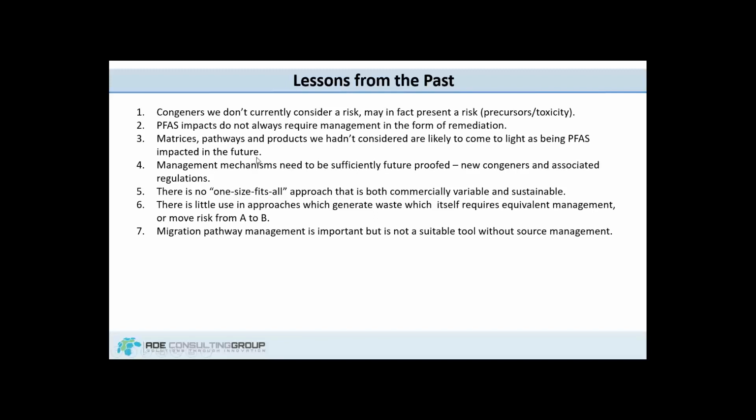Again, leading on from point 1, a lot of matrices, pathways, and products we hadn't considered are likely to come to light. So in short, we've spent a lot of time on PFAS in waters and PFAS in soils over the last few years. Now we're starting to look at fugitive emissions and dust. This was something that, if you look at the literature, had a few mentions in 2010, 2011, kind of disappeared for a while and is now coming back. That's quite an interesting thing, so it's interesting to see where that leaves us.